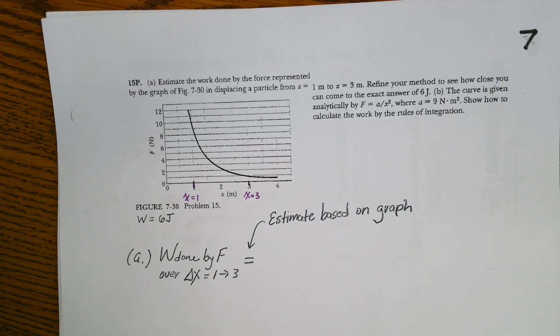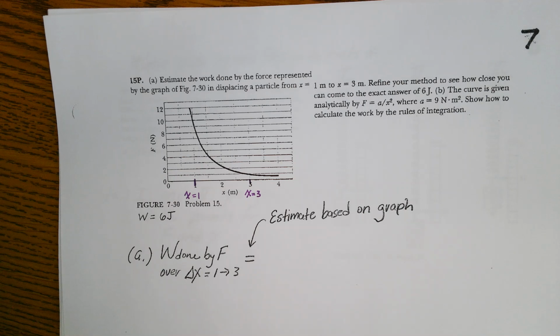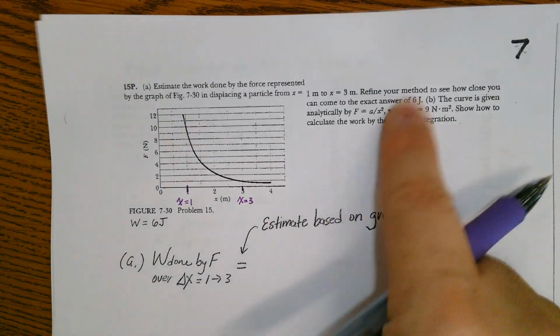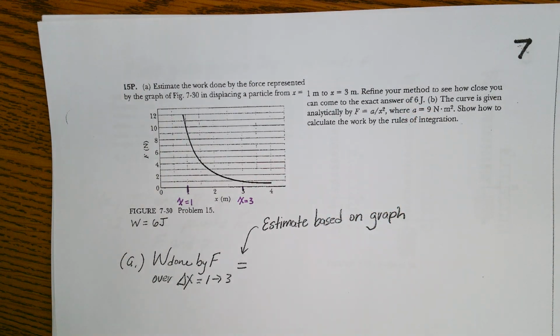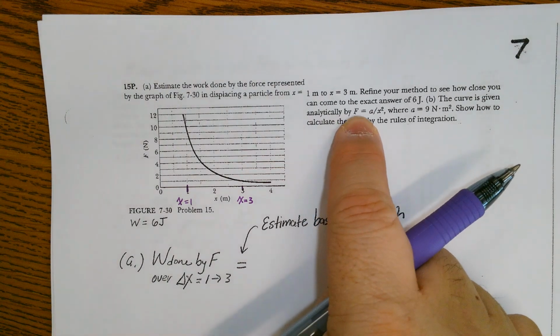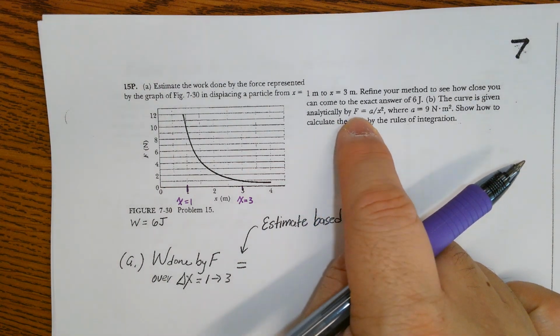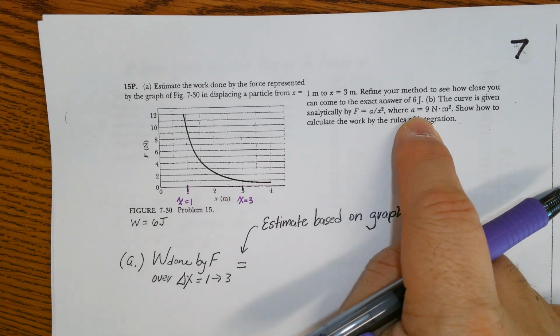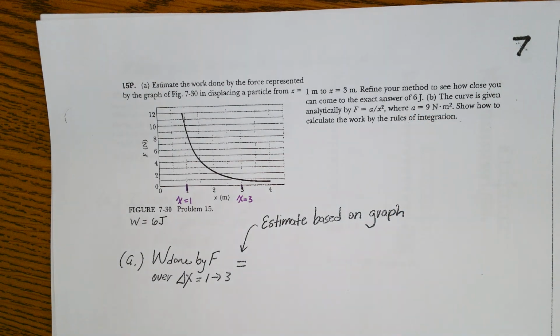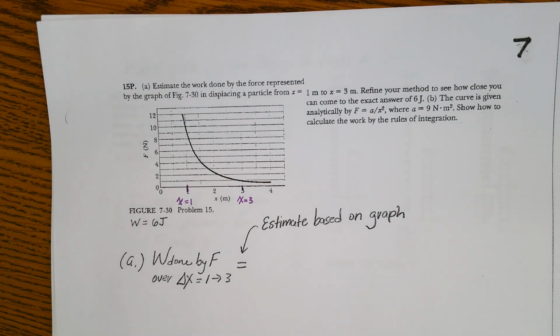Refine your method to see how close you can come to the exact answer of 6 joules. Okay, so they already gave you the answer, so they want to see if you could get to it. The curve is given analytically by force is equal to A over x squared, where A happens to be 9 newton meters squared. Show how to calculate the work done by rules of integration. I will worry about that later.